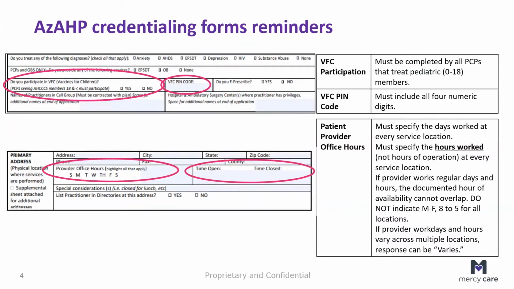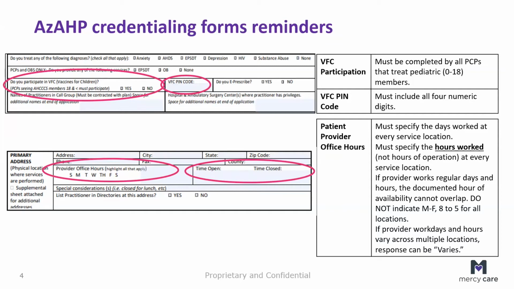The next field that we want to call your attention to is the patient-provider office hours. It must specify the days worked at every service location, and it should be the hours that the provider works, not the hours of operation at the facility. So, for example, if your office is open from 8 to 5, but the doctor works from 8 to 3, you should specify 8 to 3, not 8 to 5, since they are not there for those last 2 hours of the day.